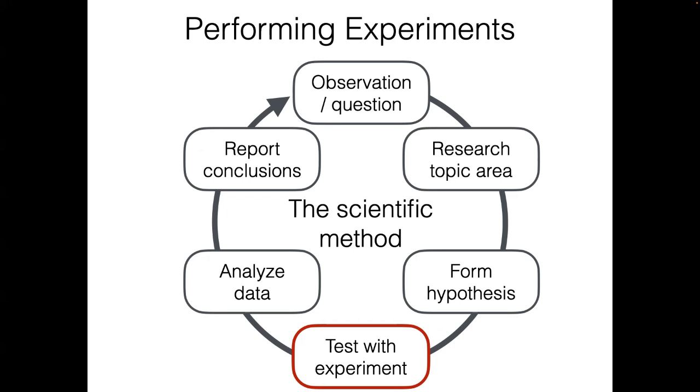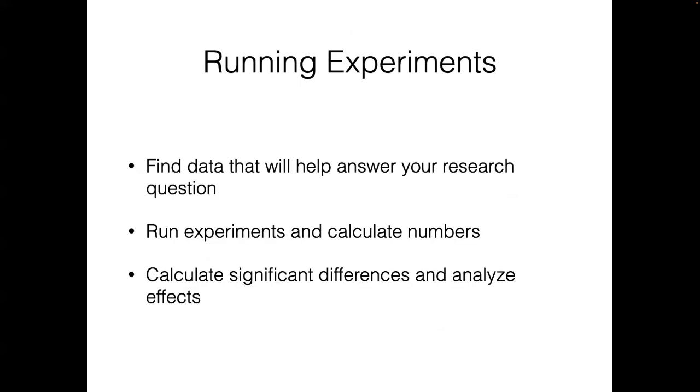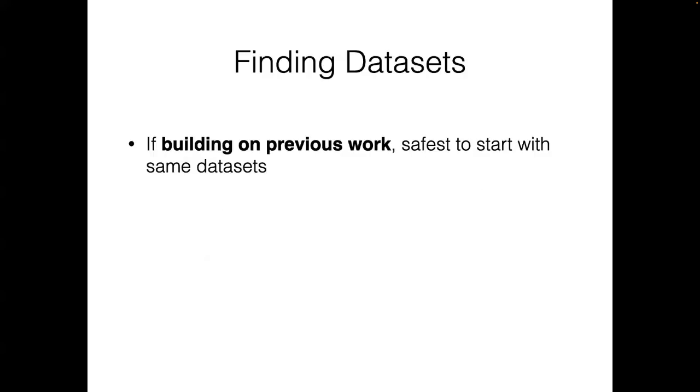Okay, so then you move on to testing with experiments. The basic idea is you find data that will help answer your research question. You run some experiments and calculate some numbers, and then you calculate whether the differences were significant and look at the effects. So the first question is, where do you get the data from? Often if you're building on previous work, then as a start, you might try just using the same test data that they're using.